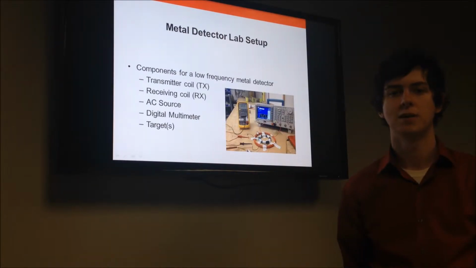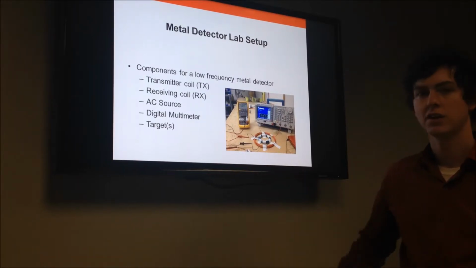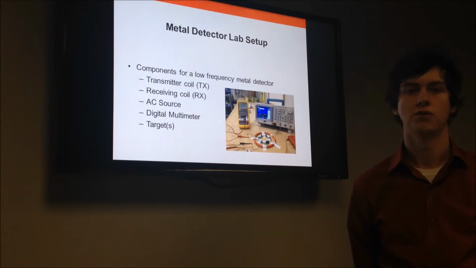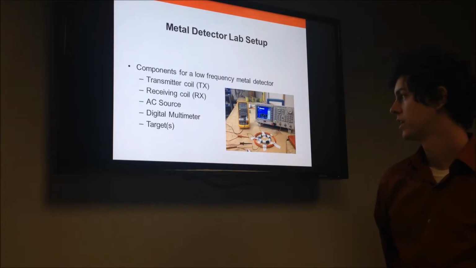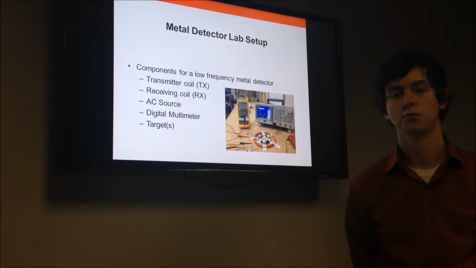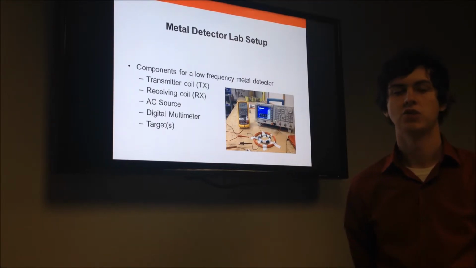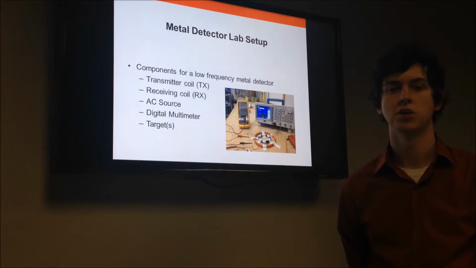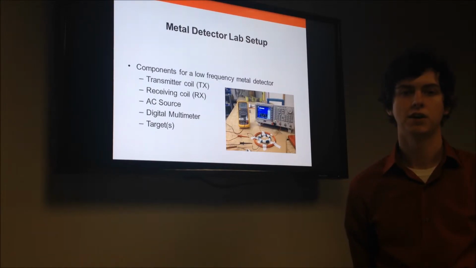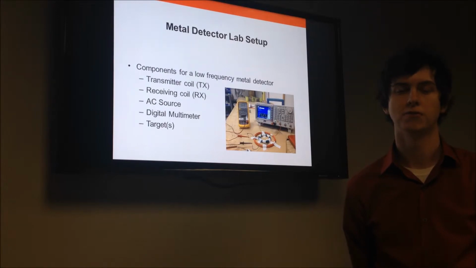So my metal detector lab setup is a very bare bones experiment. I've used a transmitter coil, which is the large red coil here, of larger diameter, and a receiver coil, which is the green, smaller diameter coil in the middle. I've also used an AC source in the form of a function generator from one of the local labs, and a digital multimeter to read the voltage off of the pickup coil. And finally, for my targets, I used a set of steel pliers and an aluminum U-clamp that I found around the lab.